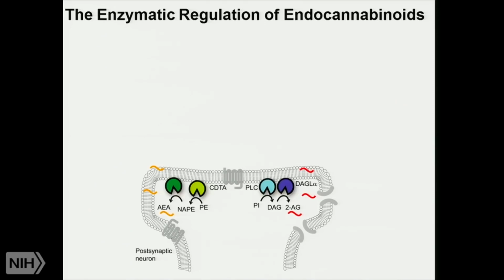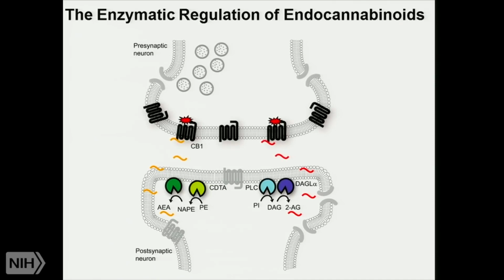And so, both endocannabinoids are thought to be made postsynaptically in neurons by different enzymatic machinery, which we'll review in a moment. And then they would traverse backwards, in a retrograde fashion, to the presynaptic neuron, where the endocannabinoid receptor, CB1, is localized.